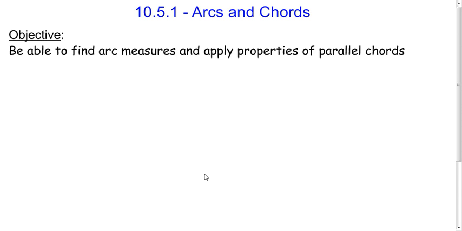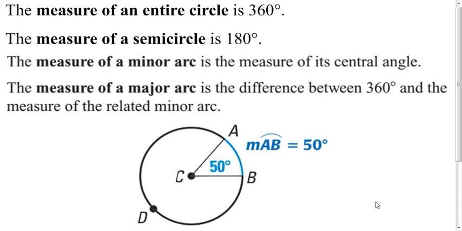Hello class, in this lesson we're going to learn about arc measures and parallel chords. So how do we measure an arc? Well, we measure them in degrees just like angles. So we know in a whole circle there's 360 degrees, and in a semicircle there's 180.